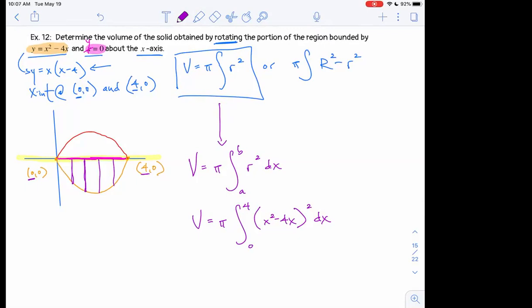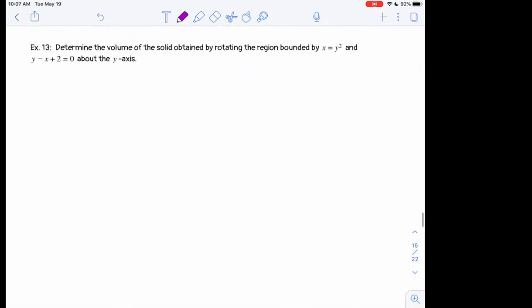Let's go ahead and take a look at one last example here, okay? So let's take a look at example 13, all right? And I'll give you folks a moment to start to sketch the graph for this, along with where's the axis of revolution. I don't see any bounds here, so it might be really useful to find some of those intersection points either algebraically or on your graph, okay?